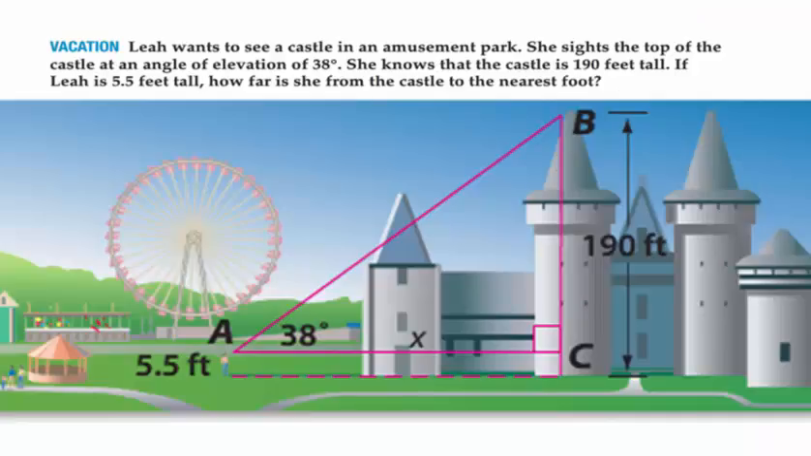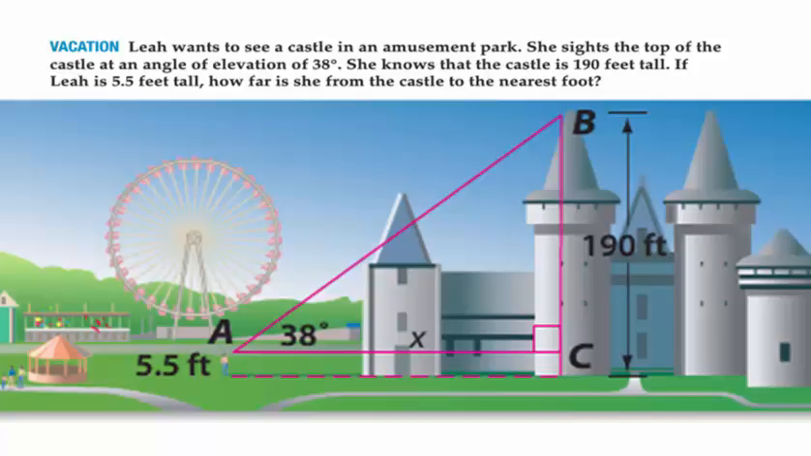Okay, let's try an example. So here's a story problem. You can draw this triangle in your notes. So Leah wants to see a castle in an amusement park. She sights the top of the castle at an angle of elevation of 38 degrees. She knows that the castle is 190 feet tall. If Leah is 5.5 feet tall, how far is she from the castle to the nearest foot?